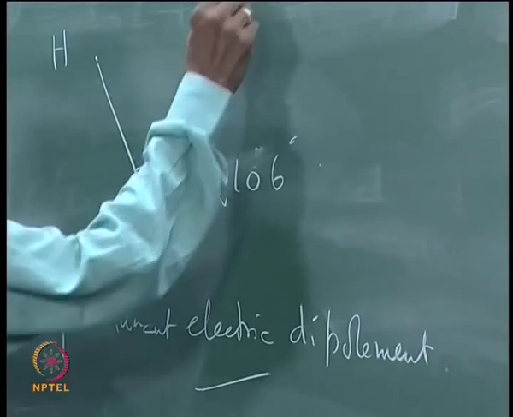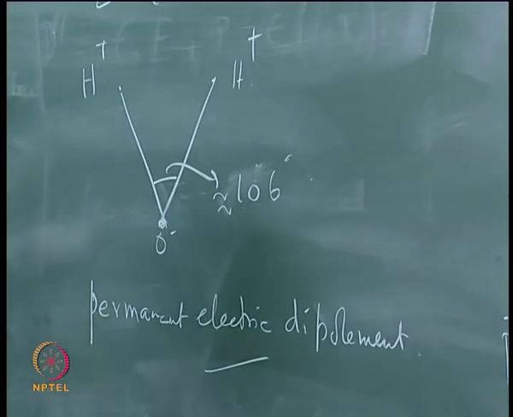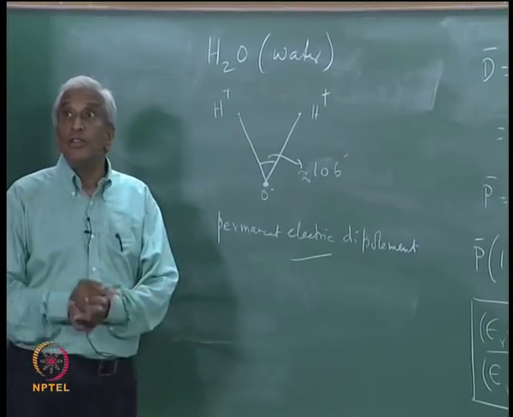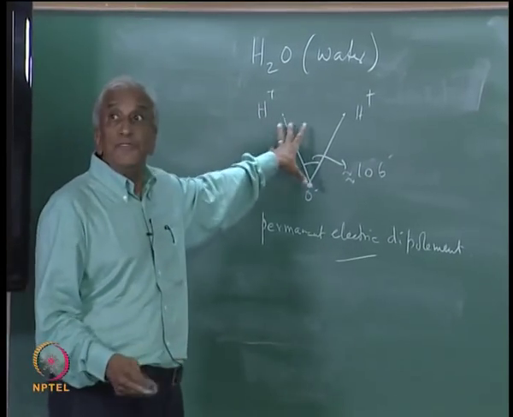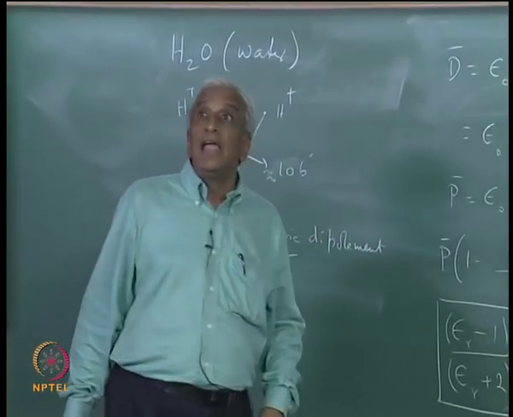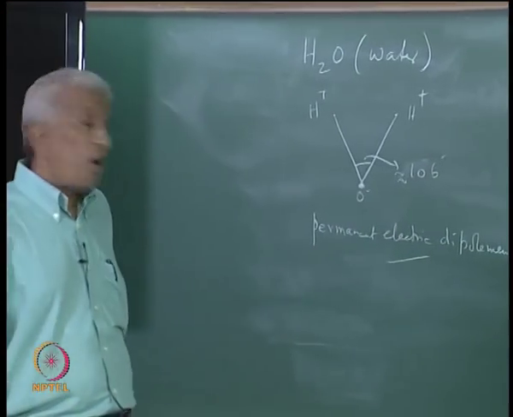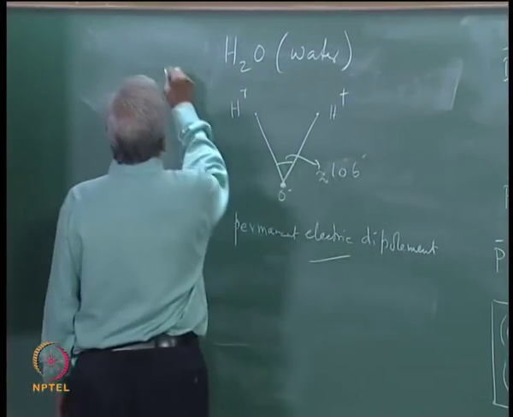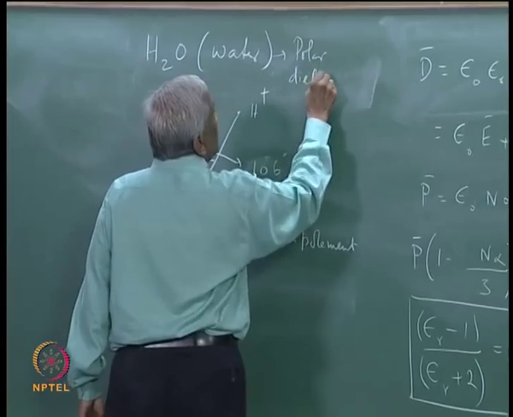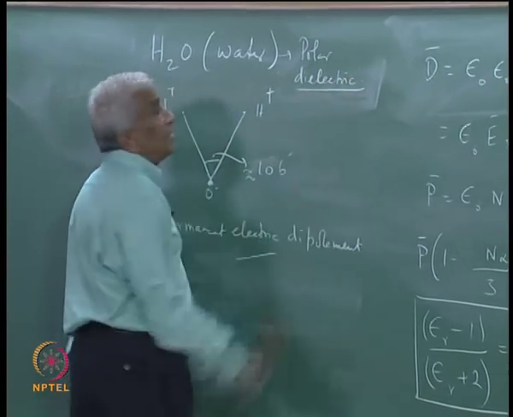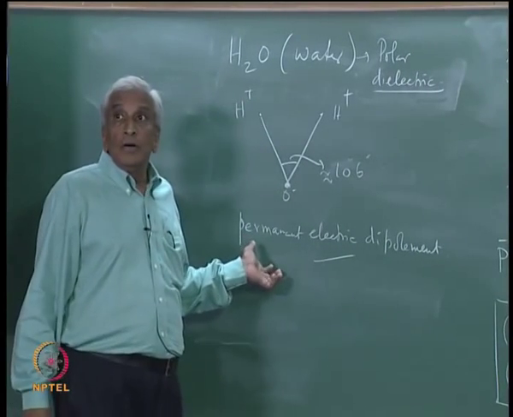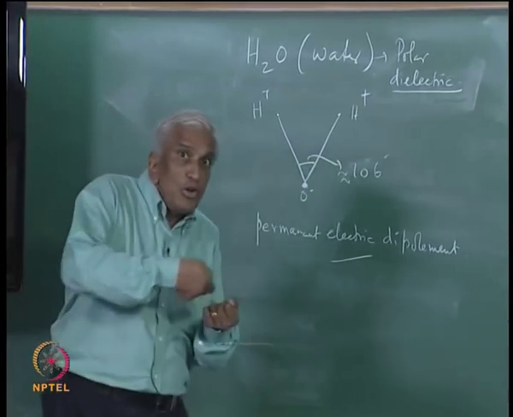It is because the positive and negative charges do not coincide, and therefore there is a net dipole moment even in the absence of an electric field, unlike the case of the spherical atoms which we saw in the case of the electronic cloud. So, this is known as a polar molecule, a polar dielectric, which has an inherent non-vanishing dipole moment.